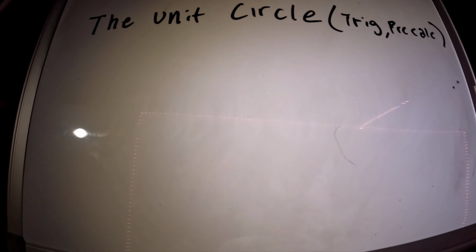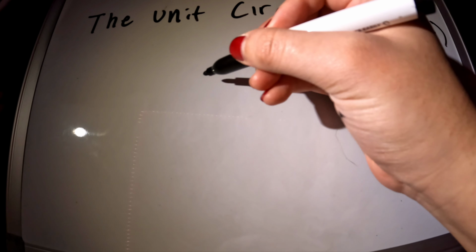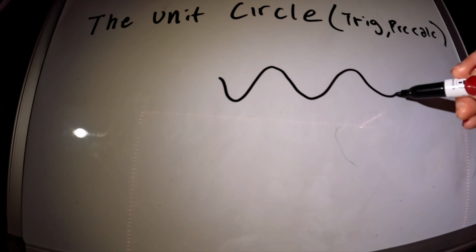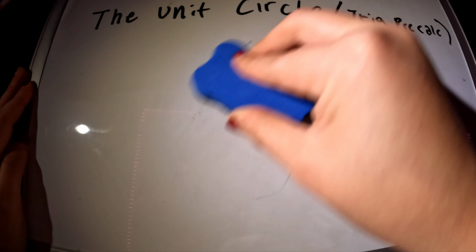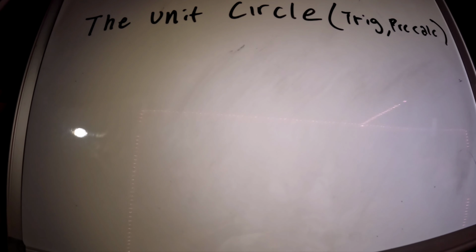So the first thing that I should probably mention is that the unit circle is used in things such as light waves, sound waves, and electricity, because they all travel in waves that kind of look like this. So it follows a certain pattern, as well as using lengths and angles using sine, cosine, and tangent.